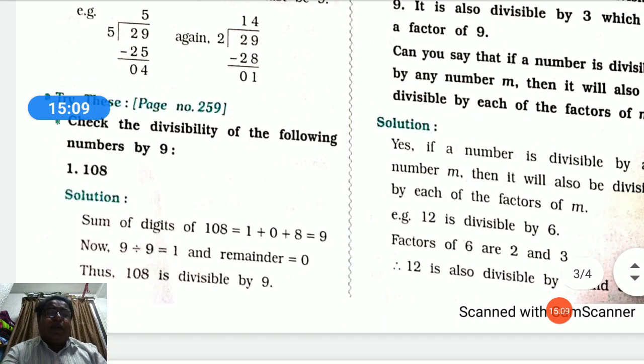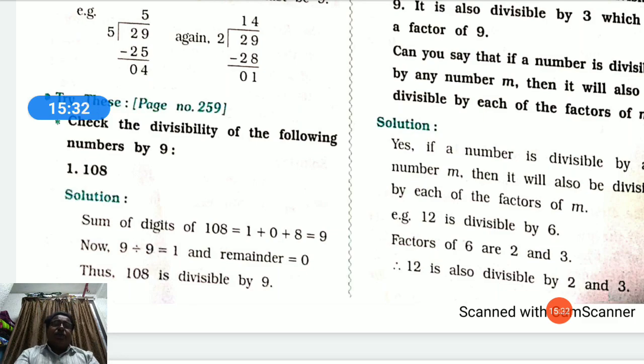If a number is divisible by a number m, then it will also be divisible by each of the factors of m. Example, 12 is divisible by 6. Factors of 6 are 2 and 3. So 12 is also divisible by 2 and 3.